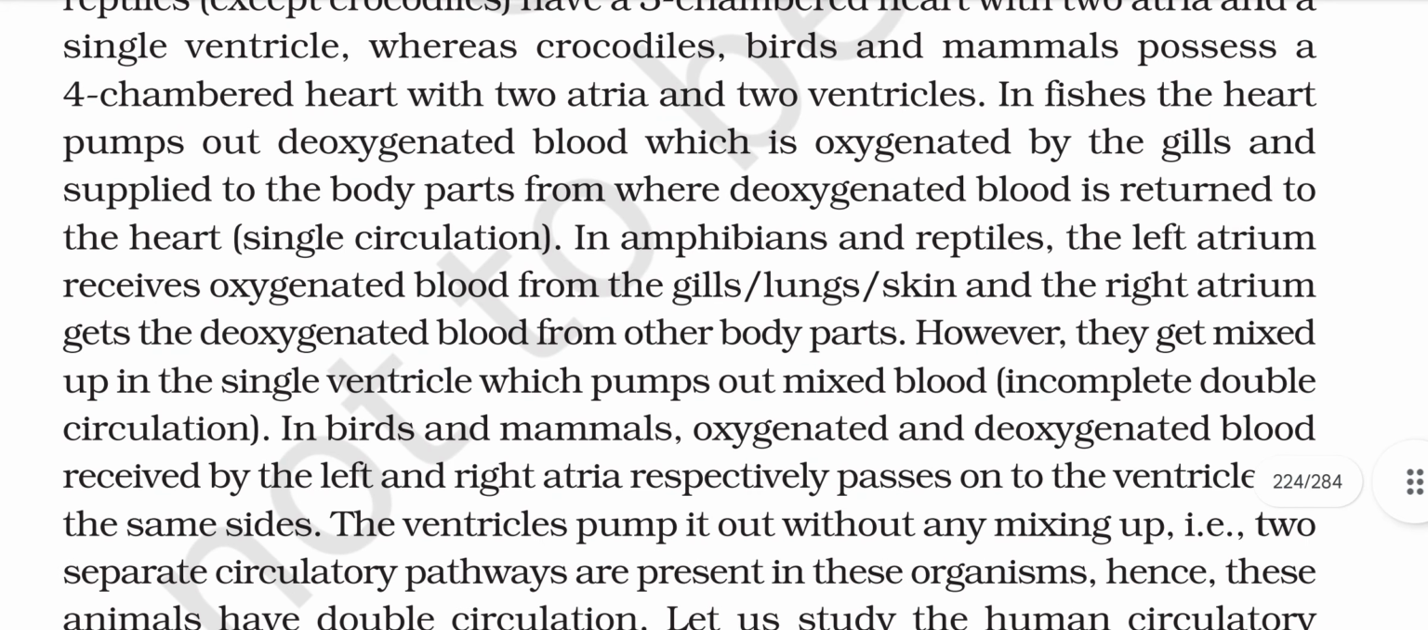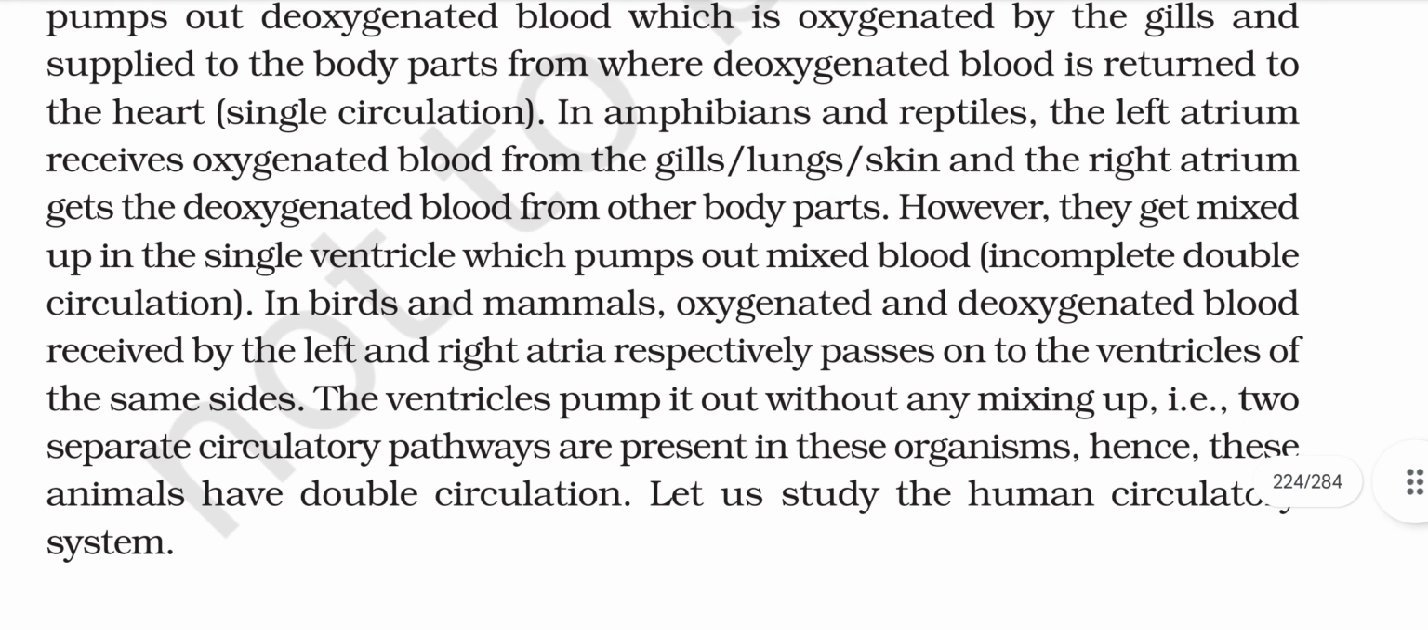In amphibians and reptiles, the left atrium receives the oxygenated blood from the gills, lungs or skin, and the right atrium gets the deoxygenated blood. Same for humans also. However, they get mixed up in the single ventricle, which pumps out the mixed blood. Three-chambered hearts have incomplete double circulation.